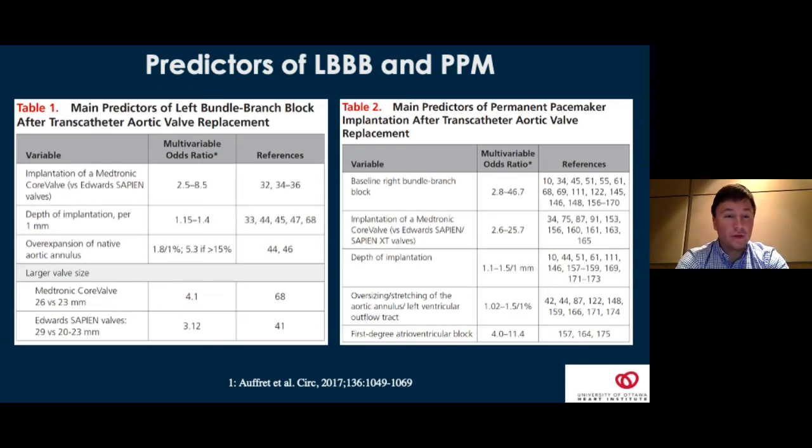So in summary, this is a paper published in 2017 by Urena, who looked at the main predictors of left bundle branch block. Implantation of a self-expandable valve, the depth of implantation, overexpansion, and a large valve size are all associated with left bundle branch blocks. And in terms of risk of pacemaker implantation, we have to add baseline right bundle branch block and first degree AV block.